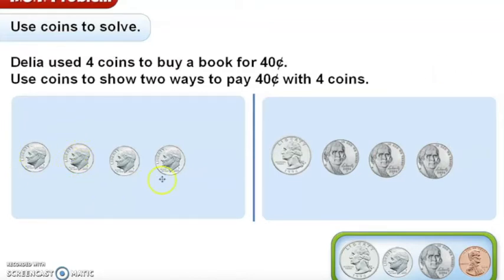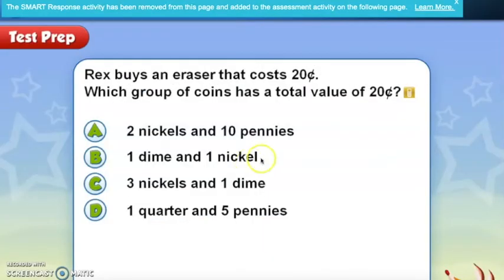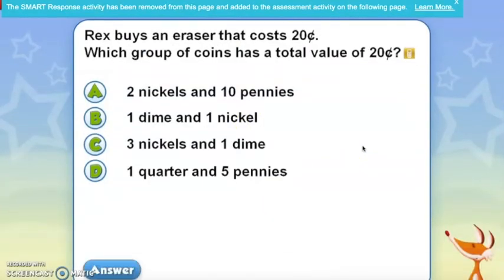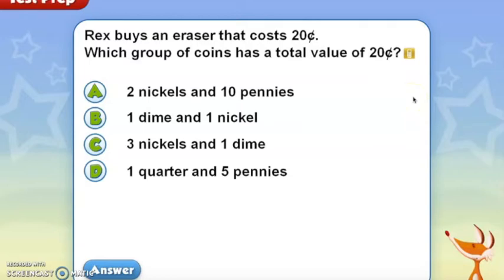Okay, so these are both ways where you can show 40 cents using only 4 coins. You can show it with 4 dimes, or you can show it with a quarter and 3 nickels. Okay? All right, and so the last question that we have here says Rex buys an eraser that costs 20 cents. Which group of coins has a total value of 20 cents?